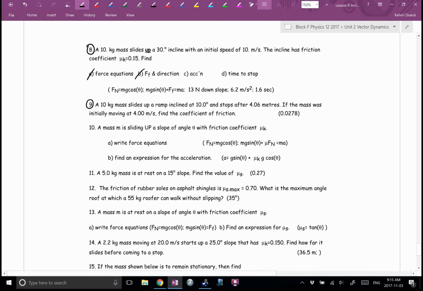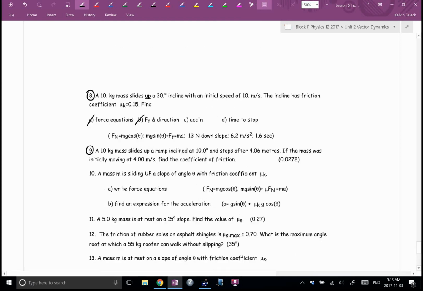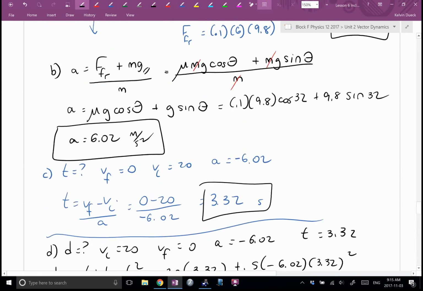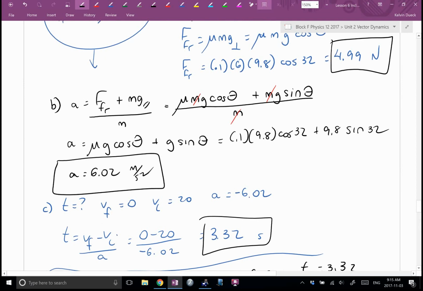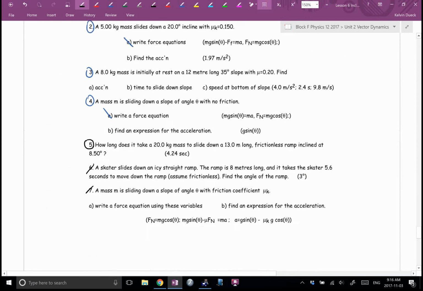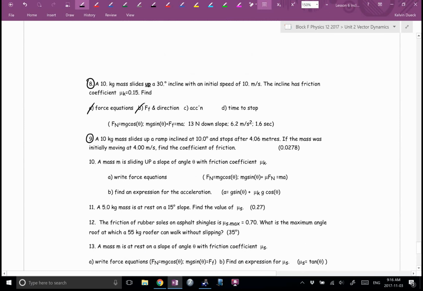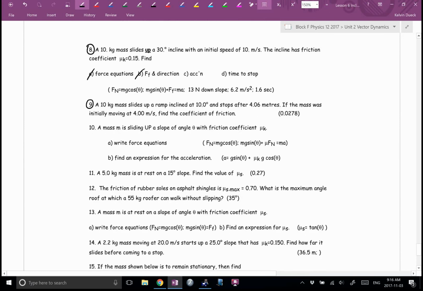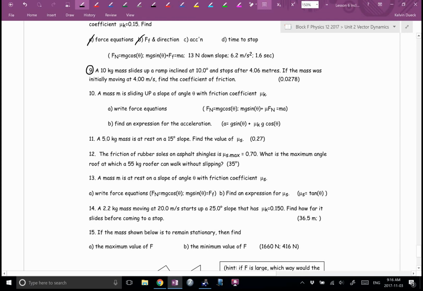Number 9. What are they asking you to find in number 9? Mu. So it's going to be really similar to the one that we just did, but I think you're going to end up getting the mu by itself. They didn't give me the acceleration. I think they gave you enough information that you can figure out the acceleration. I think they gave you a VF, a VI, a D, or a T, or something like that.